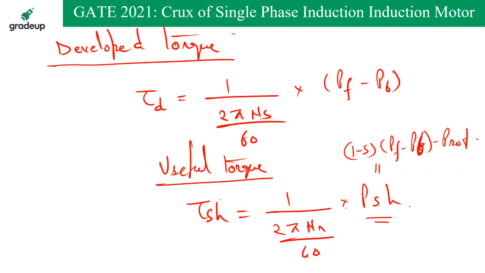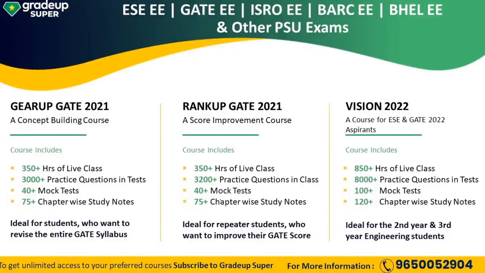Now if you want to find the developed torque, simply divide the air gap power, PF minus PB, by omega S, that is 2 pi Ns by 60. The useful torque you can find by using the shaft power, that is (1 minus S)(PF minus PB) minus P rotational, divided by omega. I hope you all are getting this. So this is how we have completed the single phase induction motor, what I wanted for today's discussion.